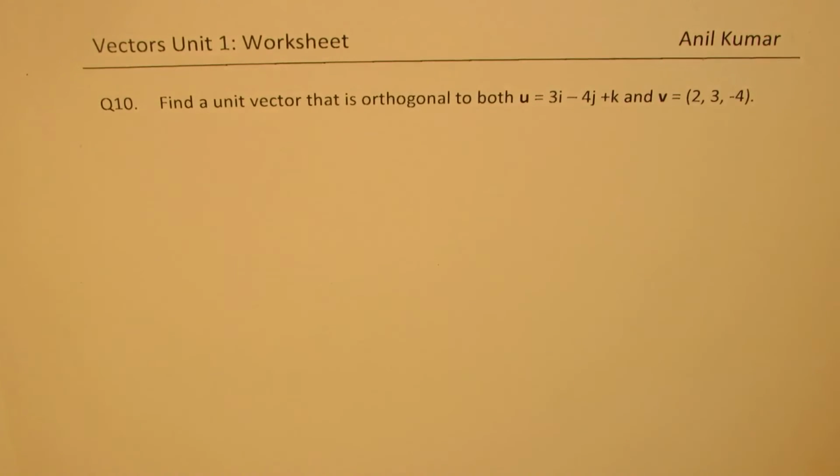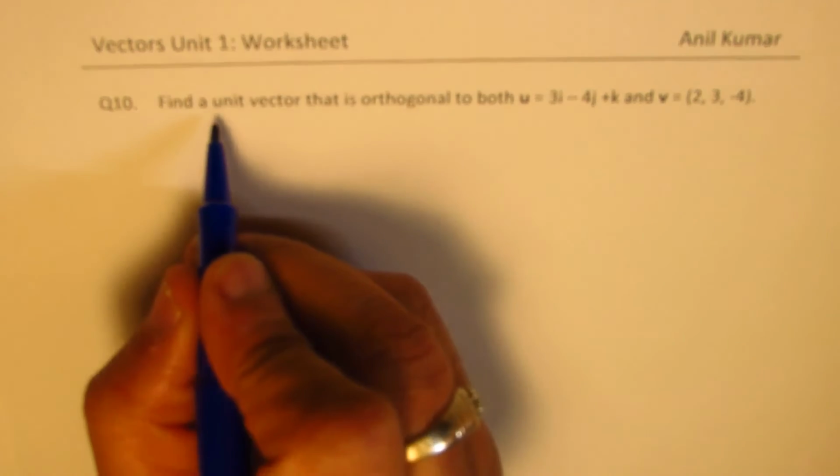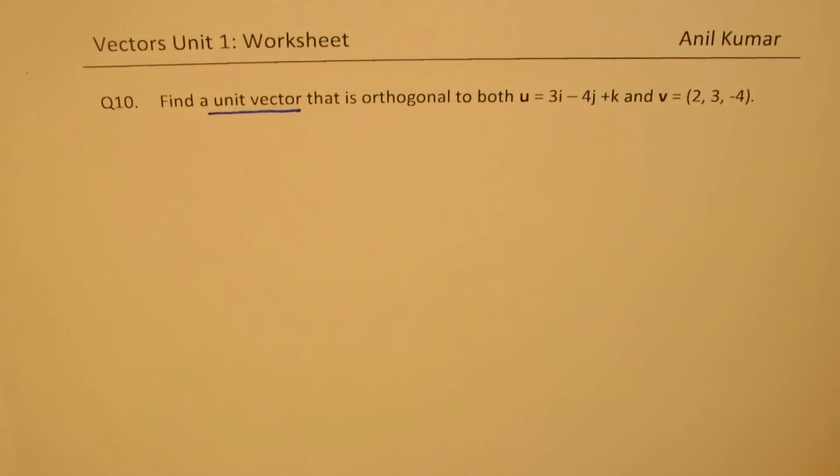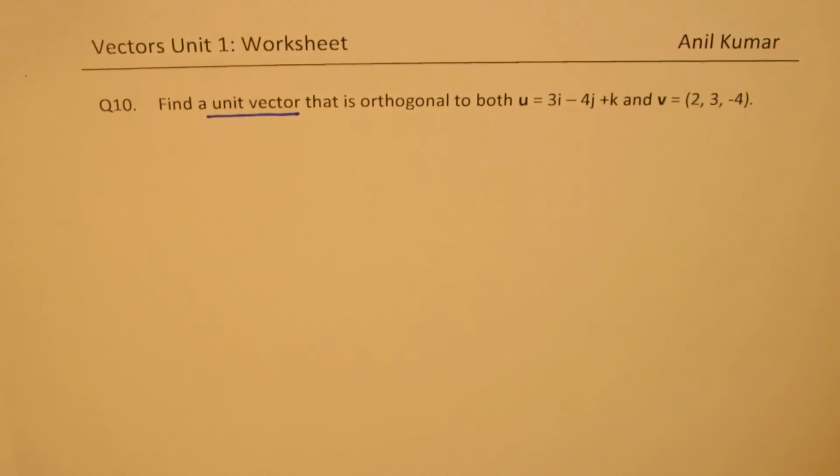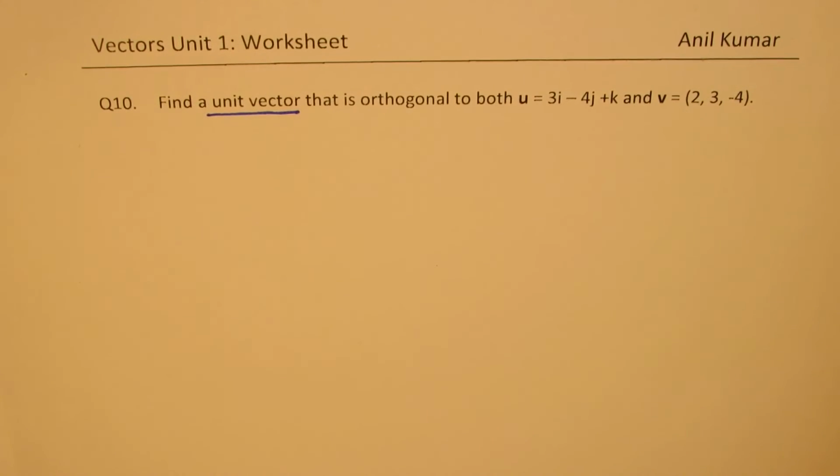Now in question number 10, this is very similar to what we did in question 9. It is find a unit vector. So the difference is to find a unit vector that is orthogonal to these two vectors. I'd like you to now pause the video, answer this question, and then look into my solutions. That will give you confidence of understanding the concepts learned.